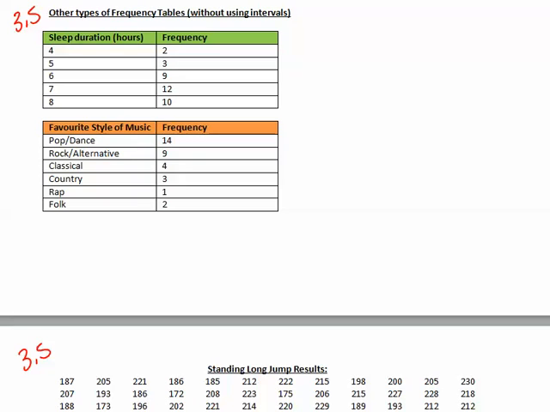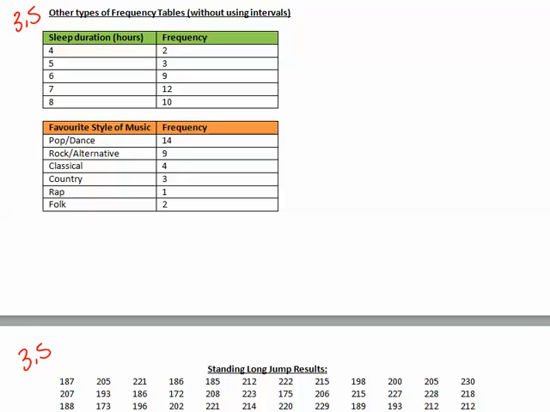Great, so now we're continuing on in chapter 3.5. This is still the second lesson now on frequency tables and stem and leaf plots. We looked at one frequency table where it used intervals. We were looking at standing long jump results, and we found different intervals, for example, from 171 centimeters to 180 centimeters, 181 centimeters to 190 centimeters. So we had different intervals.